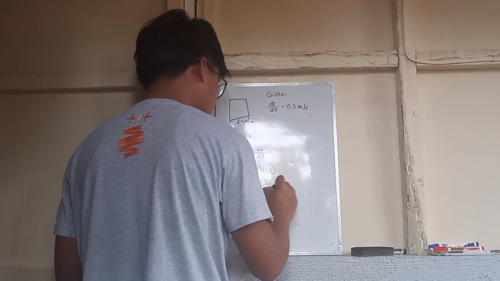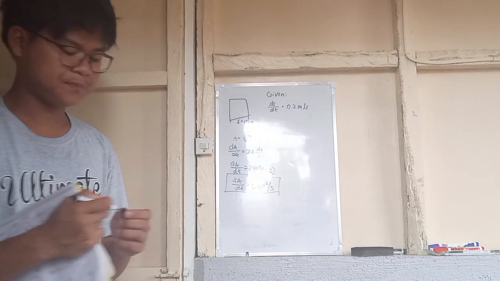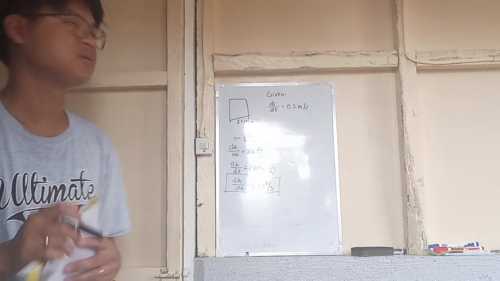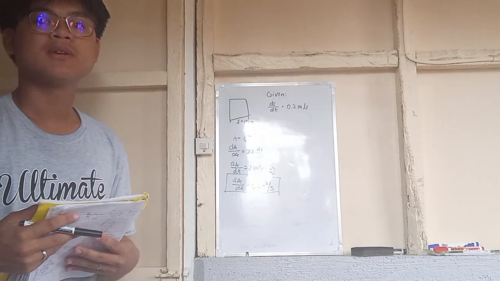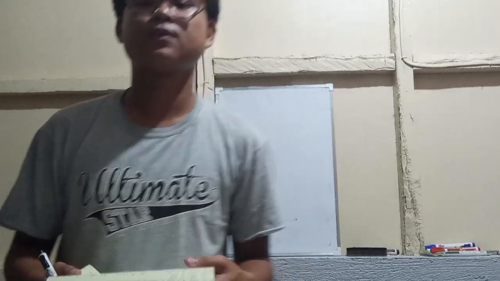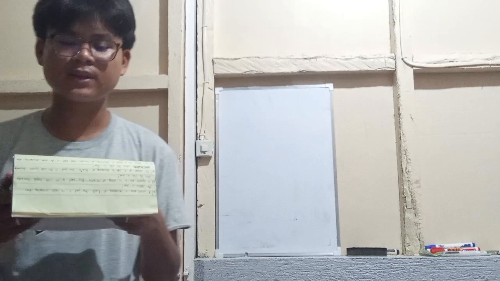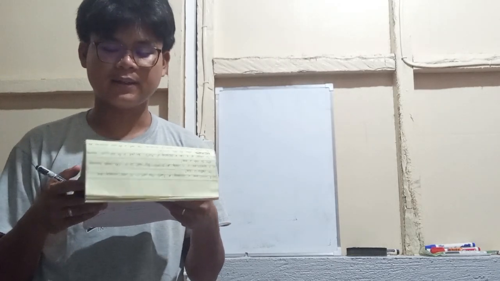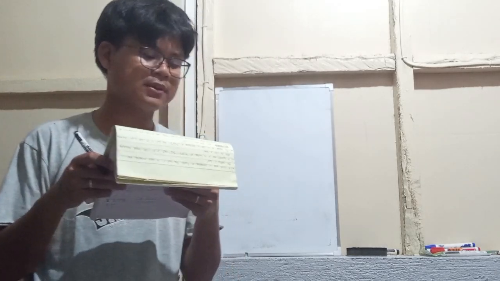So now we have the final answer of the rate of the area of the square. So we'll proceed to the next problem. The base of a triangle is increasing at 1 centimeter per second and the height is fixed at 6 centimeters. How fast is the area increasing?